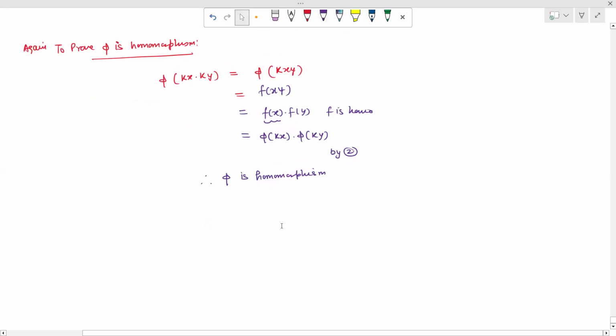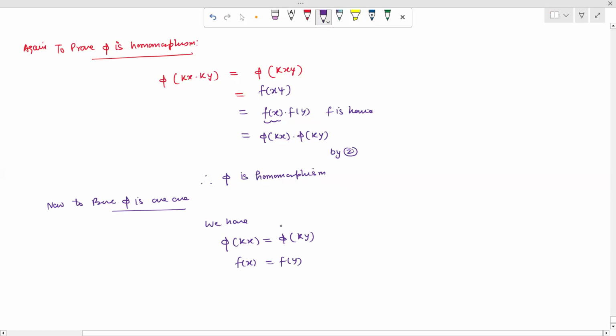So when phi is a homomorphism, now we shall prove that phi is 1-1. For proving phi is 1-1, we take phi of kx equal to phi of ky. So this can be written as f of x equal to f of y, which we write by the definition.